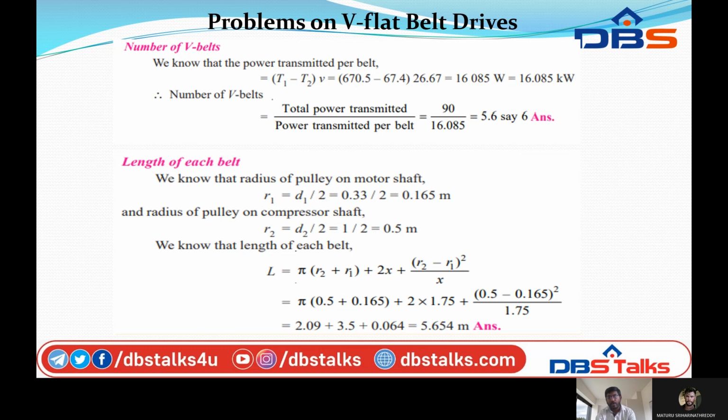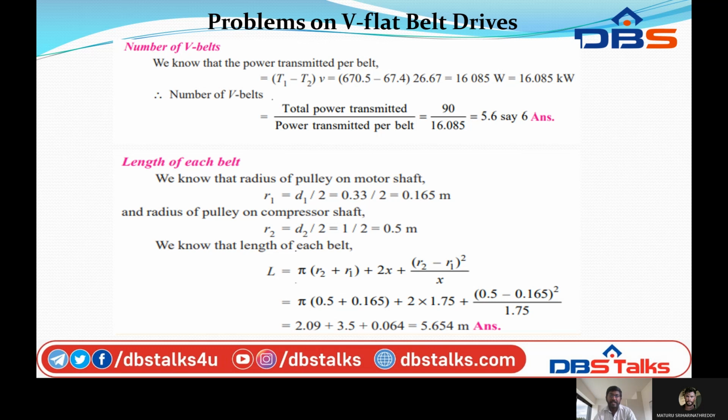This will be converted into kilowatts, 16.085 kilowatts. Therefore, the number of V belts is equal to total power transmitted divided by power transmitted per belt. So total power is 90, divided by the power transmitted per belt, 16.085, that is equal to 5.6. So this should be rounded to 6.